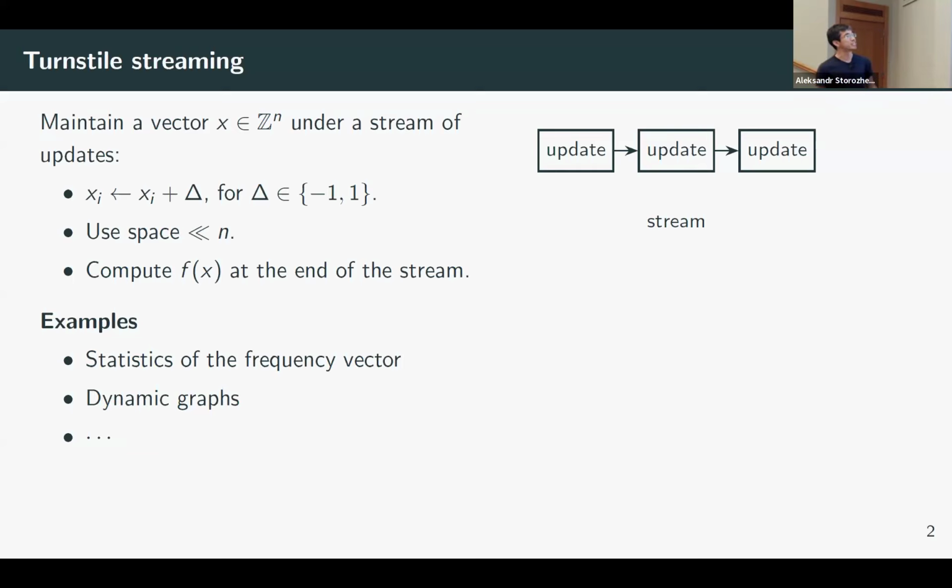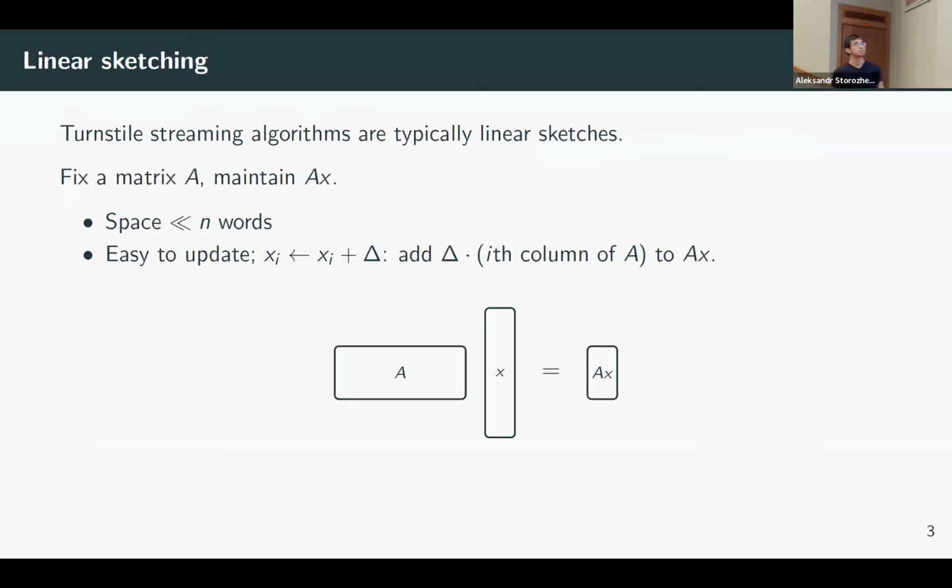So how do we, in general, design a turnstile streaming algorithm? It turns out that most turnstile streaming algorithms are based on linear sketches. So turnstile streaming algorithms are typically linear sketches. What is a linear sketch? Roughly speaking, we first fix some matrix A called the sketching matrix, and then the streaming algorithm will maintain this vector Ax, this sketch Ax.